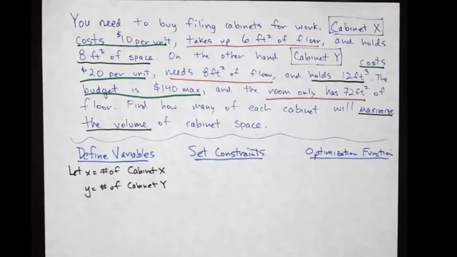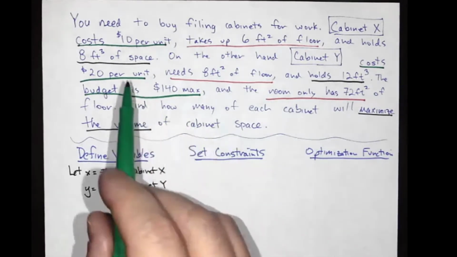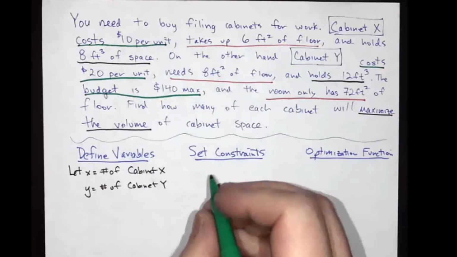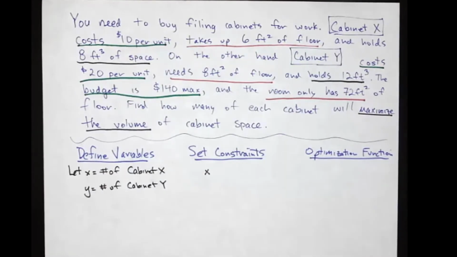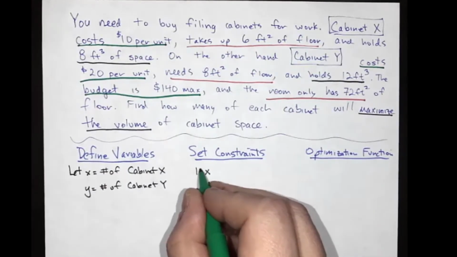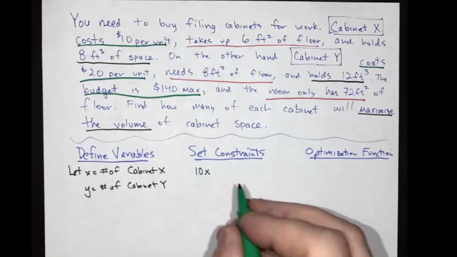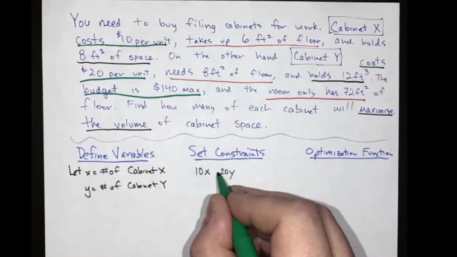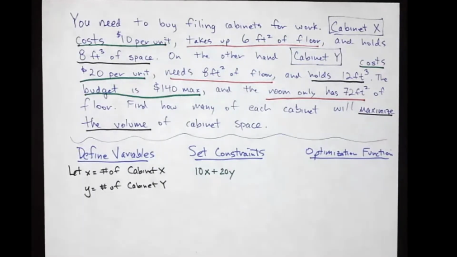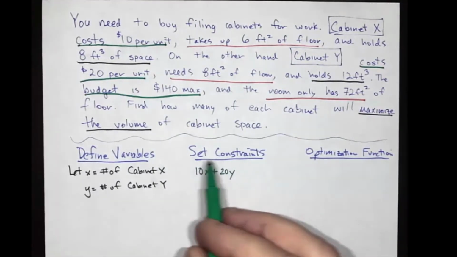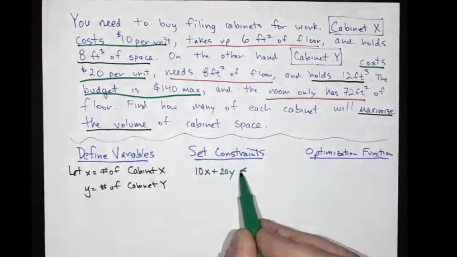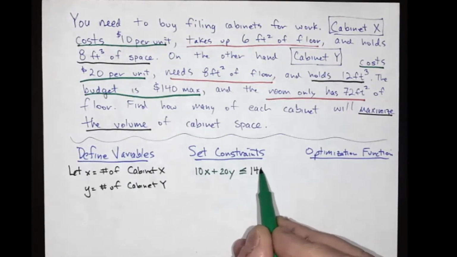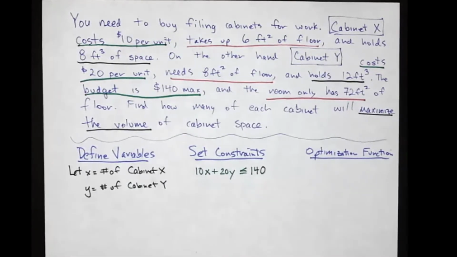First, let's set up a constraint based on the costs. Every cabinet X that we purchase costs $10, and every cabinet Y costs $20. If we add those together, that's our total cost, and according to the underlined green, we need to restrict this to 140 because our budget is only $140.